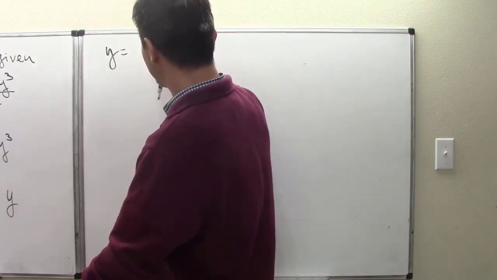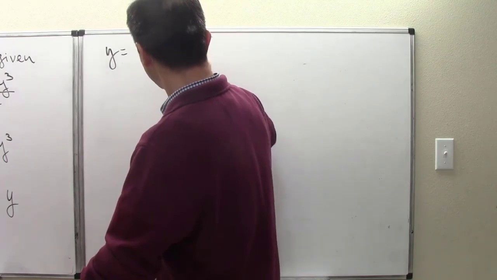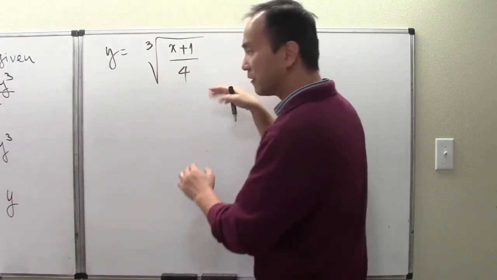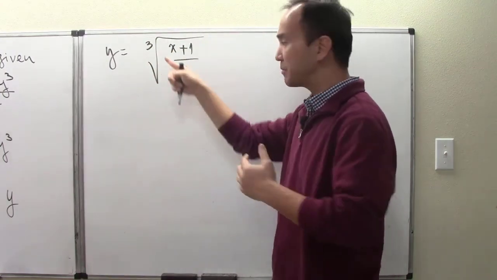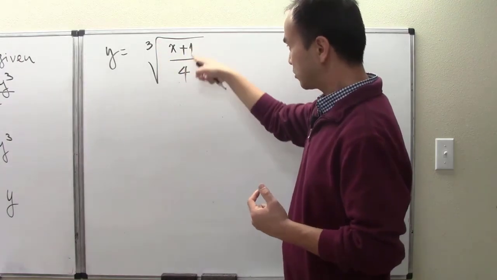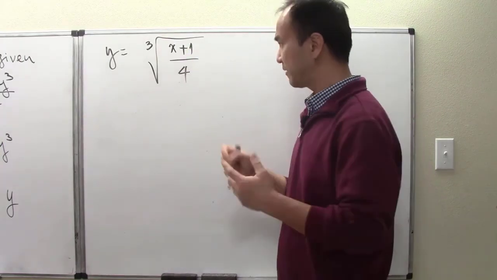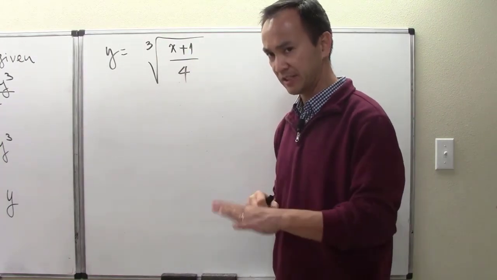That expression is the cube root of x plus 1 over 4. So x plus 1 over 4 is the entire expression being cube rooted. You can see that the whole expression, x plus 1 over 4, is inside my root. So I have solved for y. That's the end of step 3.